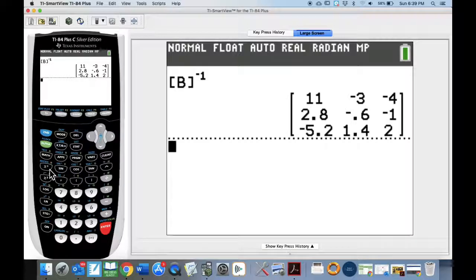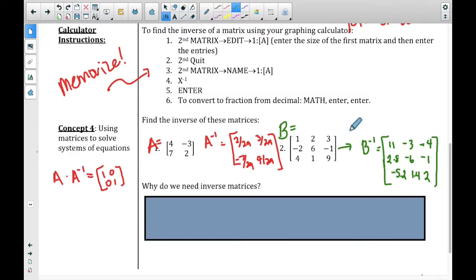And this time it is decimals, but they're still rational numbers. They don't go on forever. For instance, 2.8 isn't rounded. It's just plain old 2.8. So I think I can write that down without having to change that to a fraction. I'm okay with that because you're not truncating or rounding. It just is what it is. So let's go ahead and write that down on our paper. Okay, so the inverse of B is 11, negative 3, negative 4, 2.8, negative 6, negative 1, negative 5.2, 1.4, and 2.